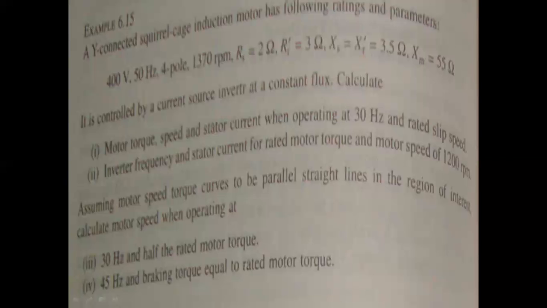Assuming that the motor speed-torque curves are parallel straight lines in the region of interest, calculate the motor speed when operating at, first, 30 Hz and half the rated motor torque; second, 45 Hz and braking torque equal to rated motor torque.